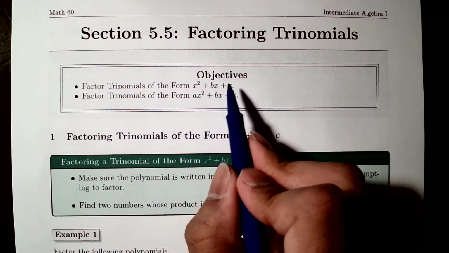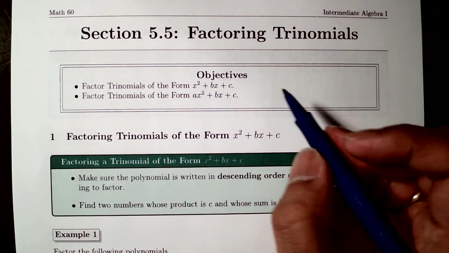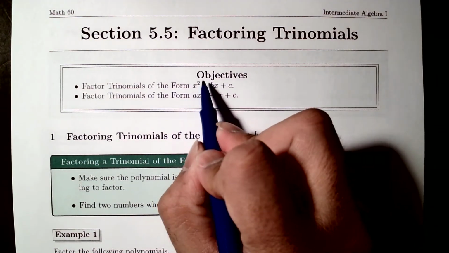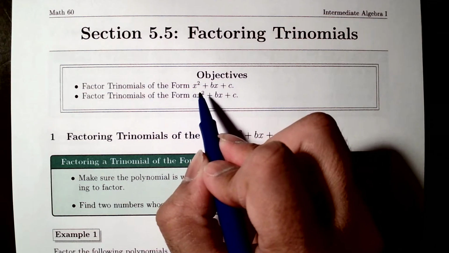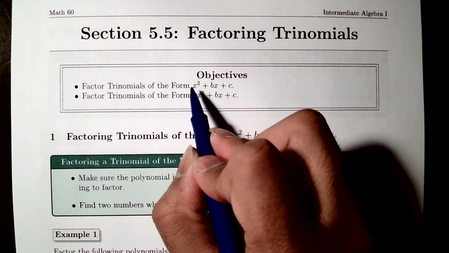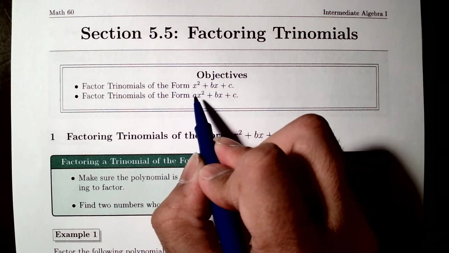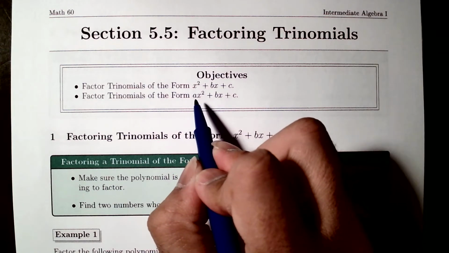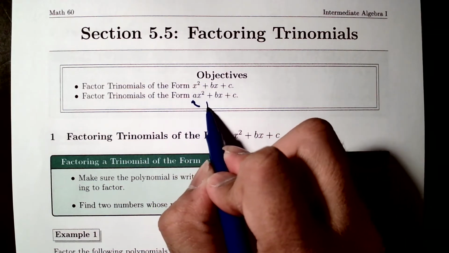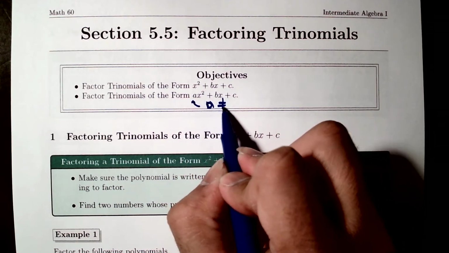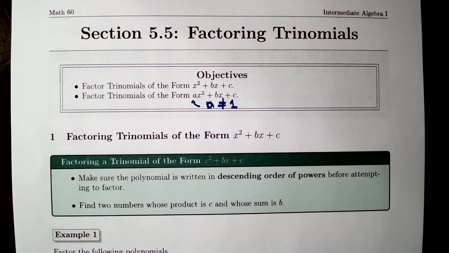What's the difference between these two polynomials? Well, if you compare the leading term of both trinomials, for the first one the leading coefficient is 1, and for the second case the leading coefficient is a. In this case it's a number different than 1, like a 2, a 3 or 4, etc.